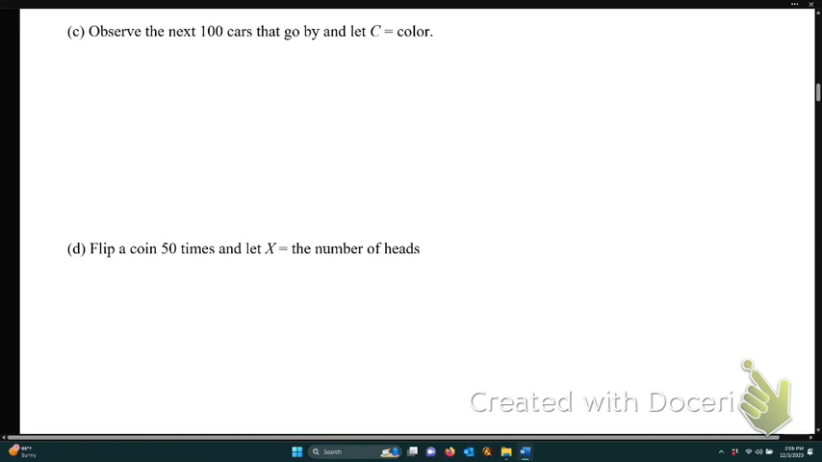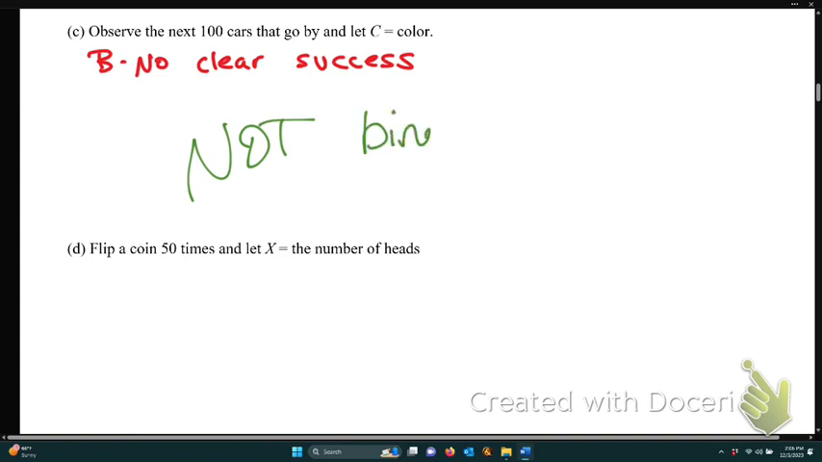Observe the next 100 cards that go by and let C equal their color. Binary. Do I have a clear success and failure? No. I do not. So there is no clear success. So guess what? Not binomial. That's it. Why do I have to check the rest of it? If I know it's already not binomial, why would I do the rest of the work? That's stupid.